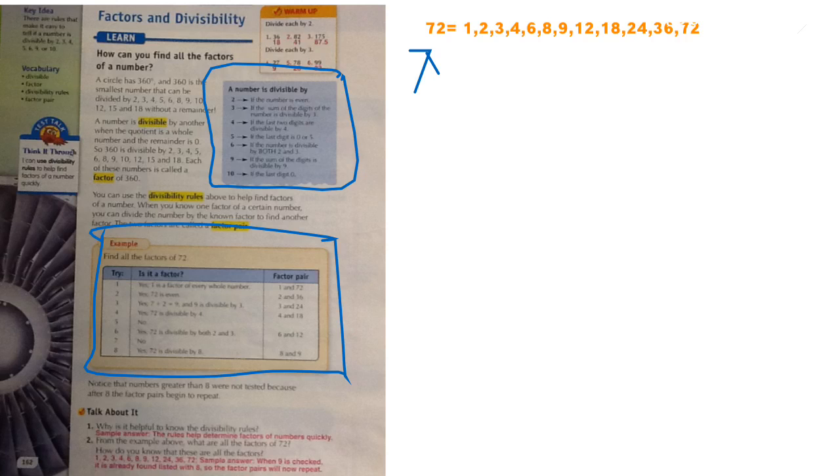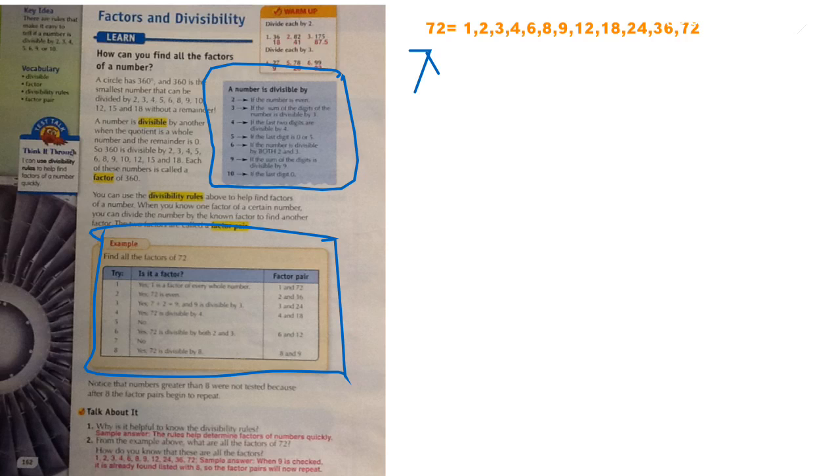A number is divisible by 2 if the number is an even number. Well, 72 is an even number. So therefore we know that 2 would be a factor of 72. So this is how it works.